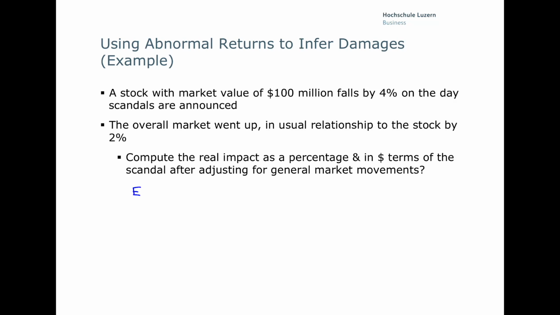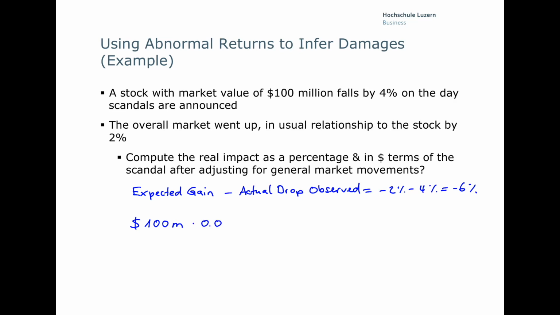Now we can actually calculate. So we lost out 2% on the market, and in addition, we lost 4% on company level, resulting in a damage of 6%. Now in dollar terms, we have a total market value of 100 million times the loss of 6%, which results in a damage of 6 million.